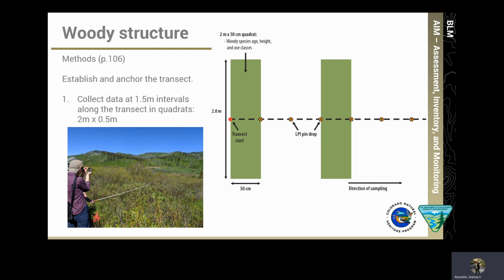Data for Woody Structure are collected at 1.5 meter intervals along the transect in rectangular quadrats that are 2 meters wide and half a meter long along the transect. So you can see in the diagram in the center here, the rectangular quadrat extends 1 meter on either side of the transect, and it goes 50 centimeters down the transect.